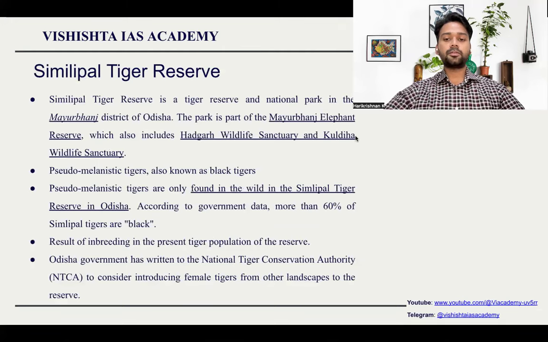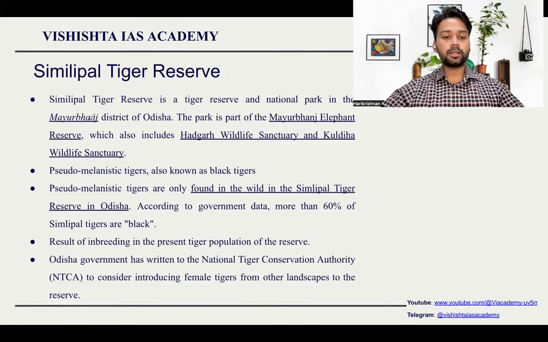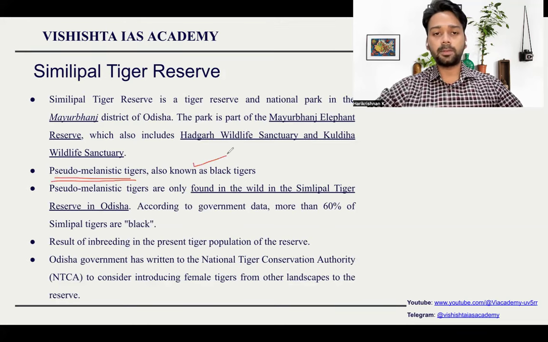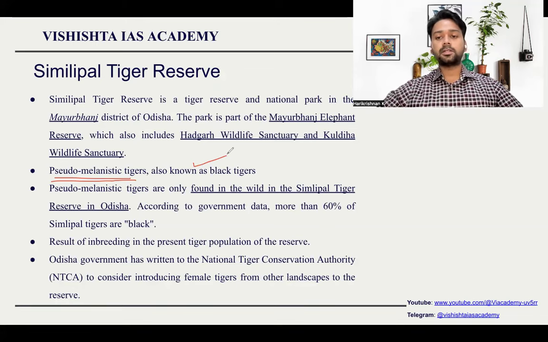Simlipal Tiger Reserve was in news. Where is Simlipal Tiger Reserve located? It is located in Odisha. Simlipal Tiger Reserve was in news because it is the only tiger reserve in the entire world, not just in India, where pseudo-melanistic tigers are found in the wild, not in captivity, in the wild. Multiple pseudo-melanistic tigers are found.